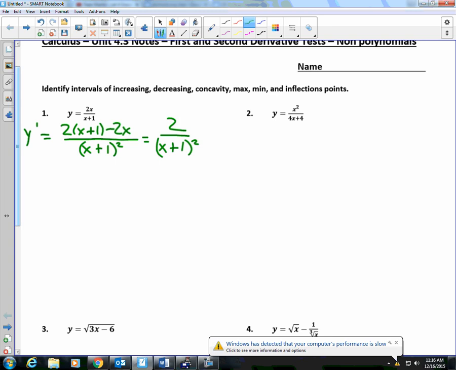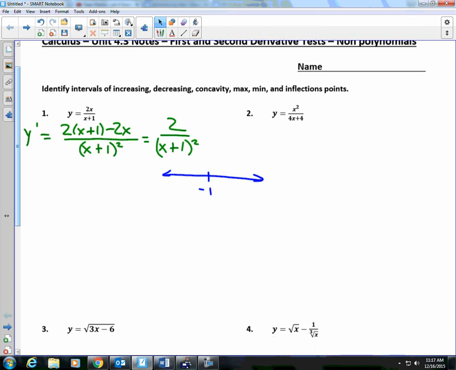But more importantly, true or false, this derivative is always positive. Why? Squared on the bottom and positive on top. So the bottom is always positive because it's being squared. The top is positive too. So positive over positive, positive, right? So if you make a number line, the only point that we would put on there would be -1.